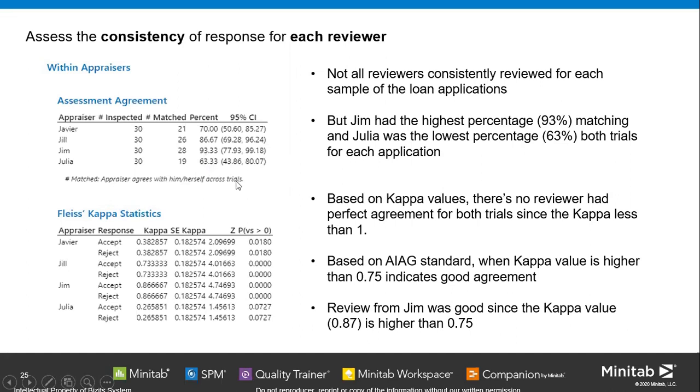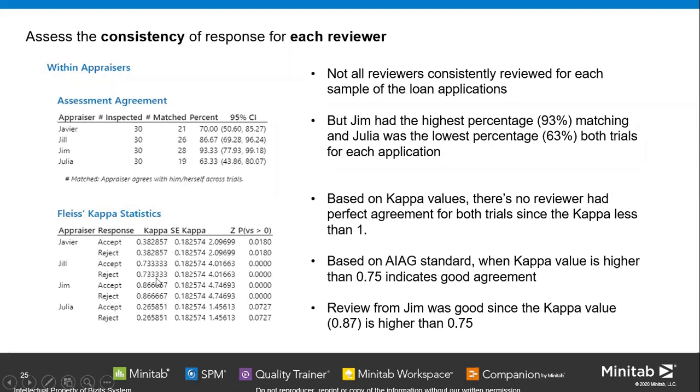Then we have a statistical measurement for attribute agreement, which we call kappa. The kappa value ranges from 0 to 1, where 1 is the best. Based on the AIAG standard, when the kappa value is higher than 0.75, it indicates good agreement.